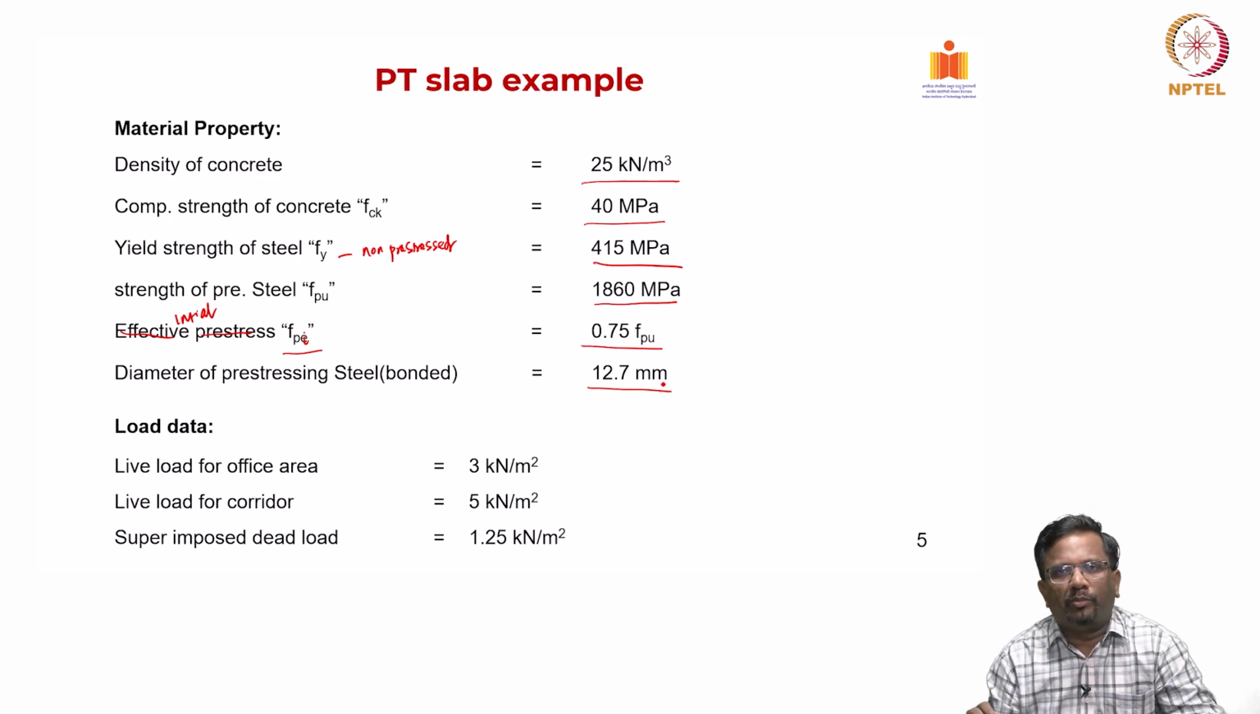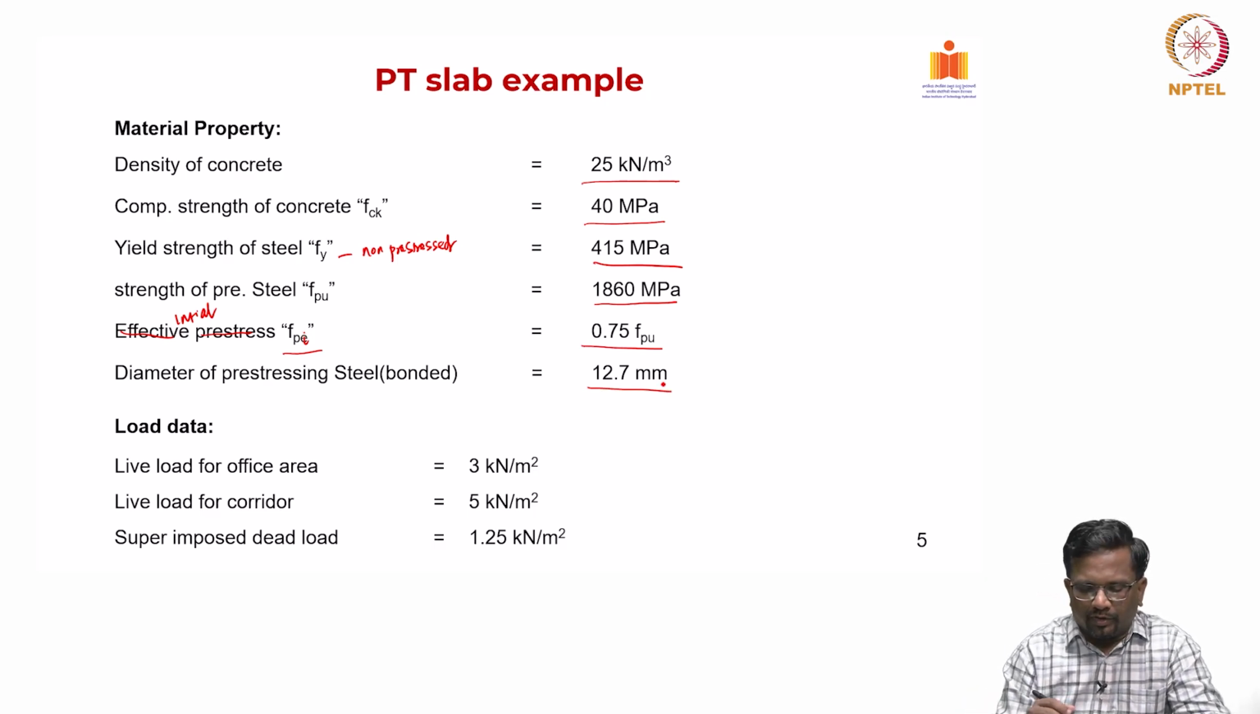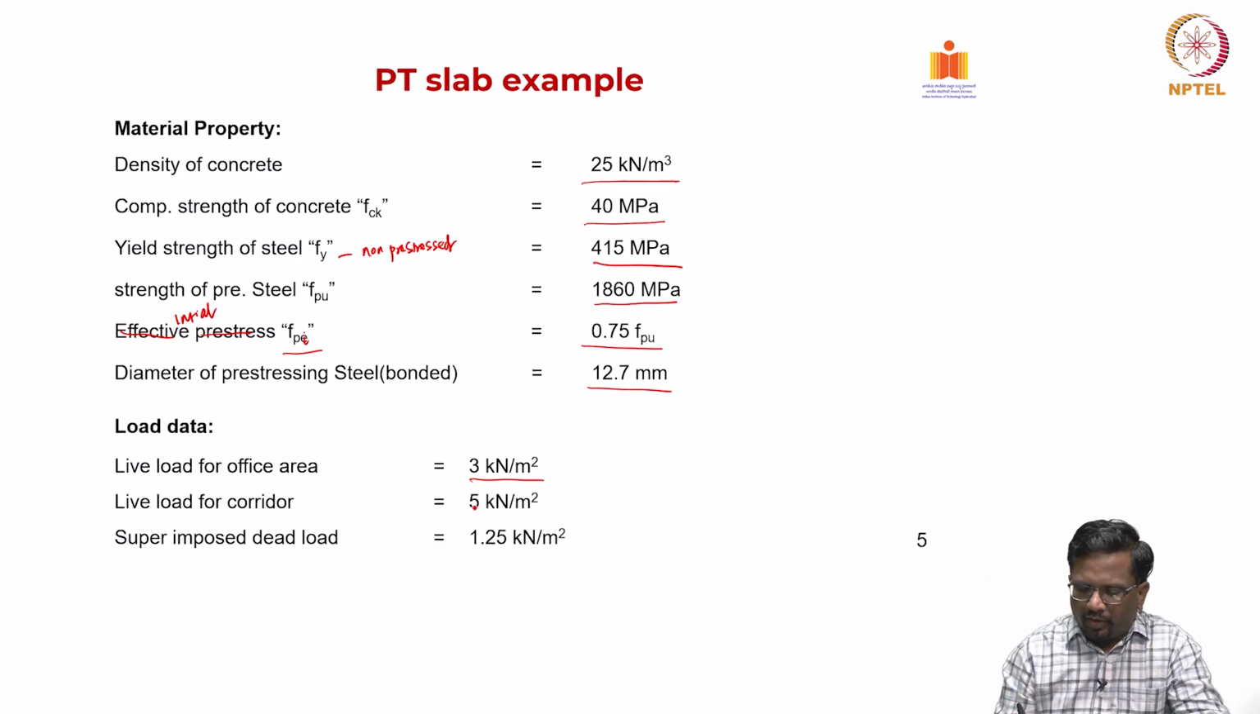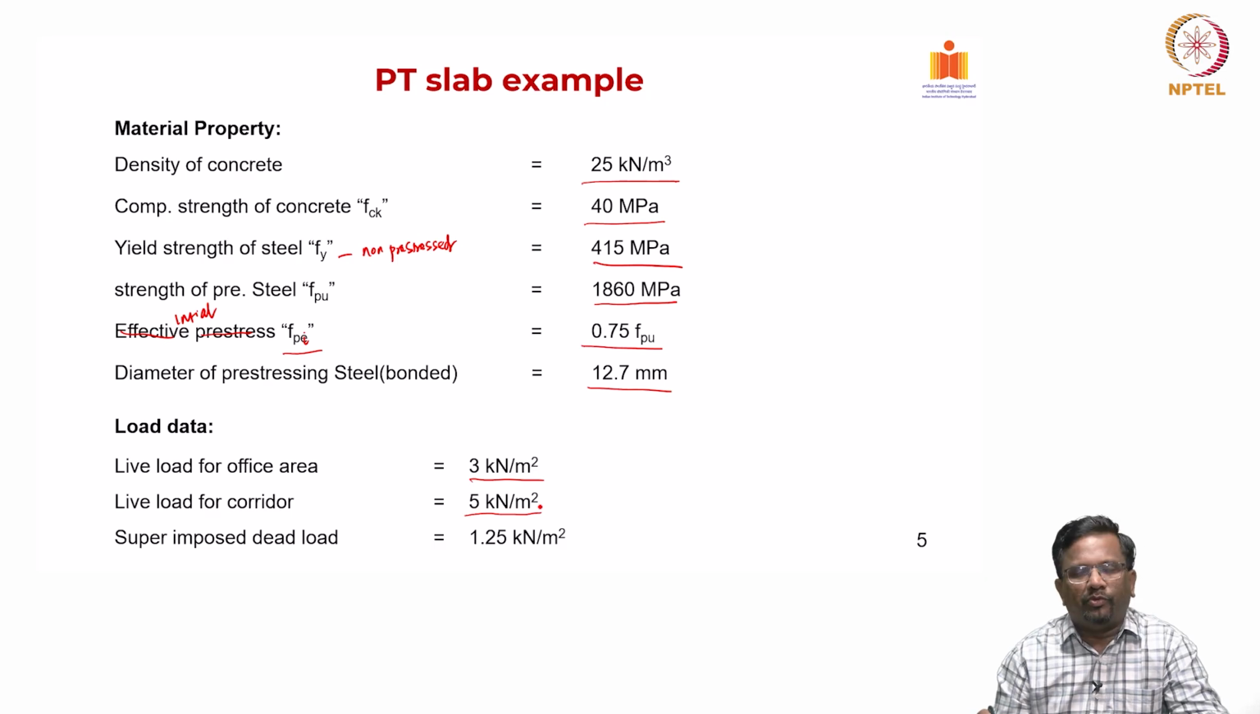which is 12.7 millimeter. And for live load, because this is going to be an office building, we have 3 kilonewton per meter square, and on the corridor that we have seen just close to the elevator core, I have to take a slightly higher live load, which is taken as 5 kilonewton per meter square. Superimposed dead load, accounting for the floor finish and other loading, I am going to take as 1.25 kilonewton per meter square. So, this is the information that is given to us.